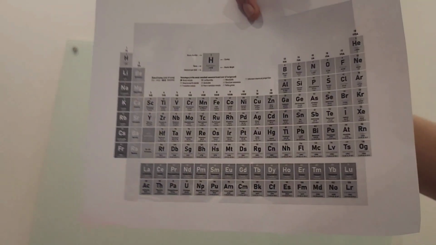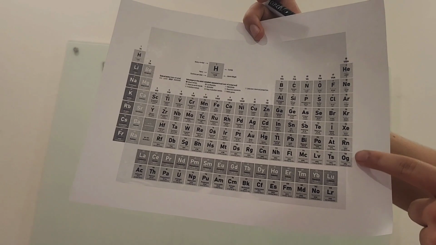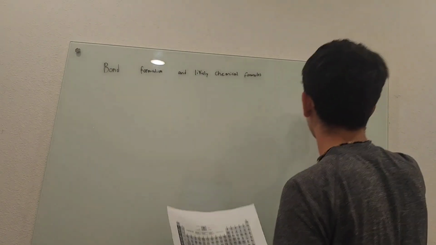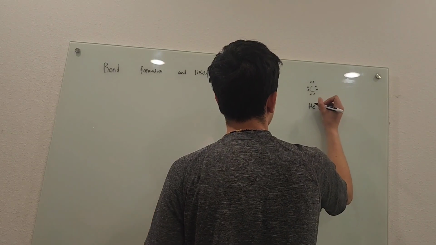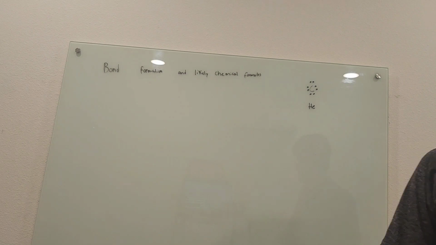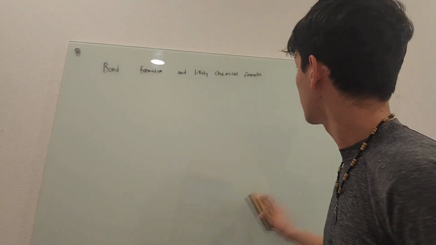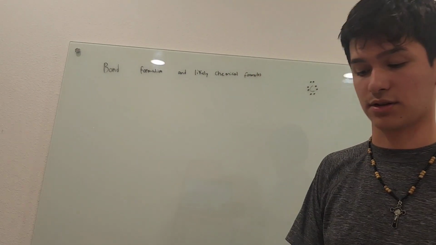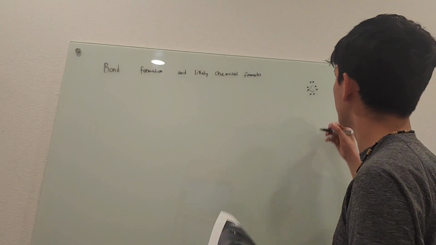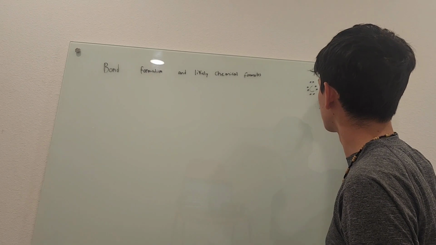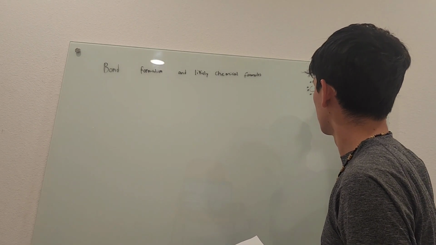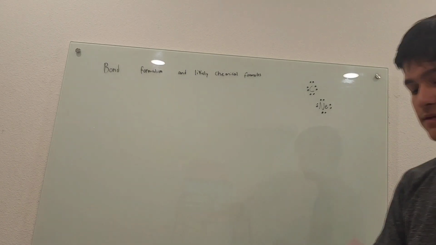So for row 18, they don't like to make bonds. Why? Because helium already has a full octet. Right? They can make bonds, they can, but they're not as likely because they have full octets. Helium is not the best example. Neon would be a better example. Neon is not as likely to make bonds because it already has a full octet.